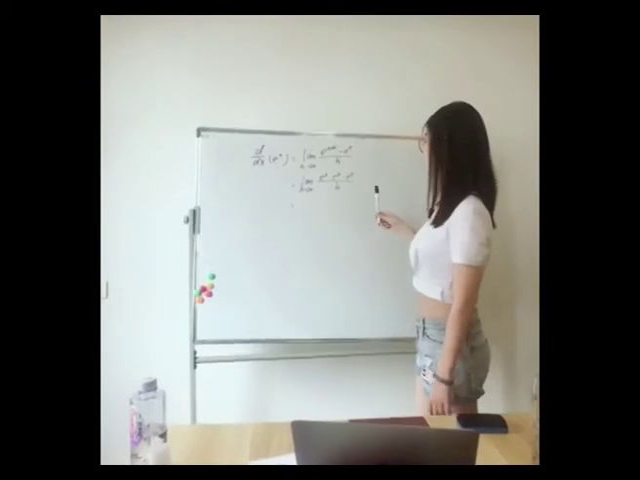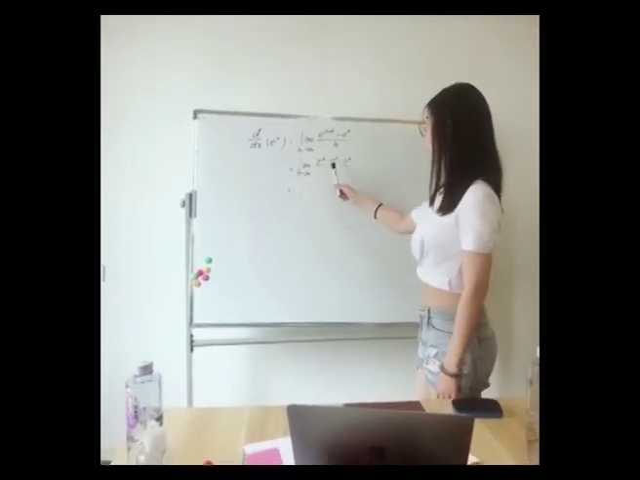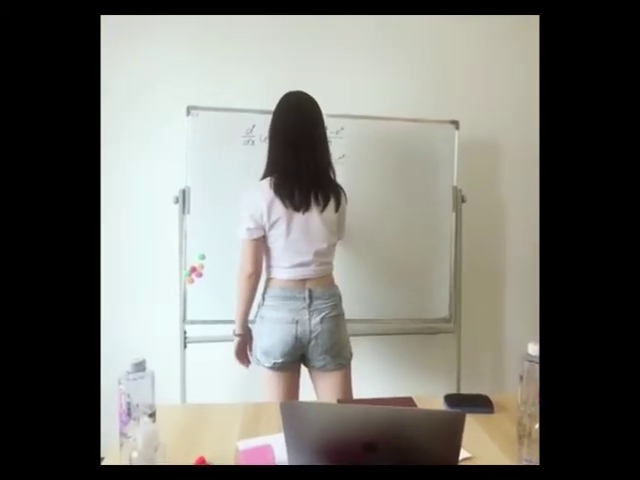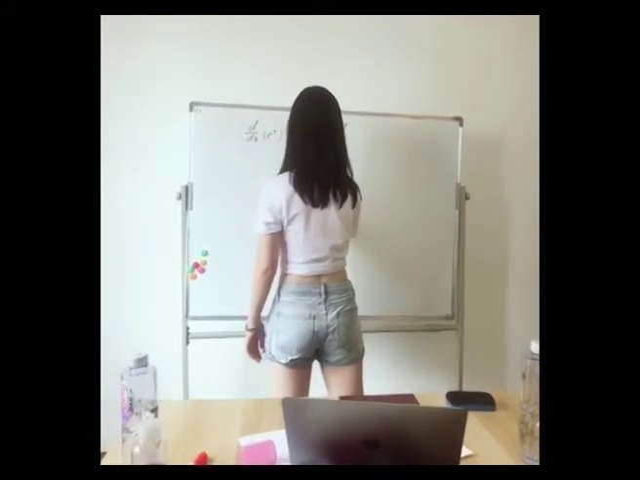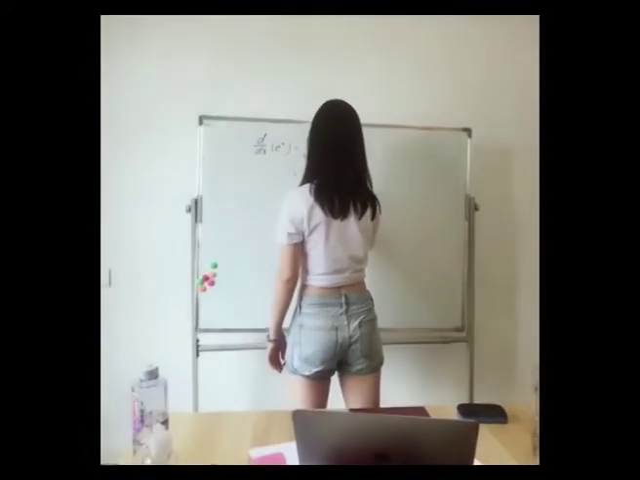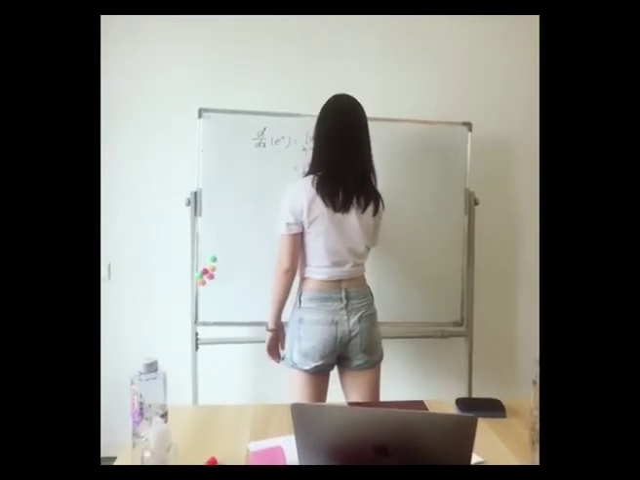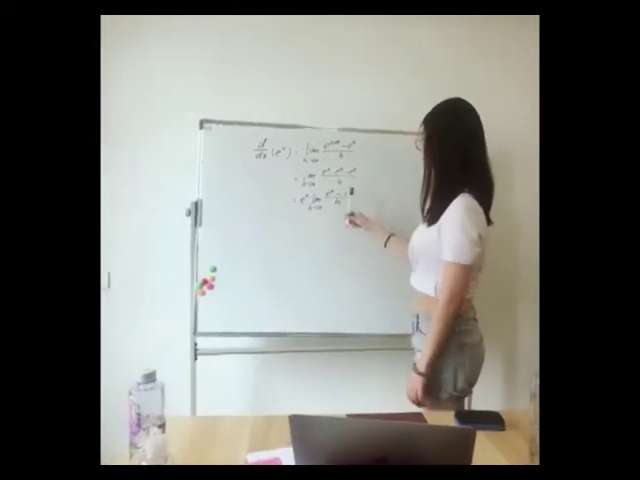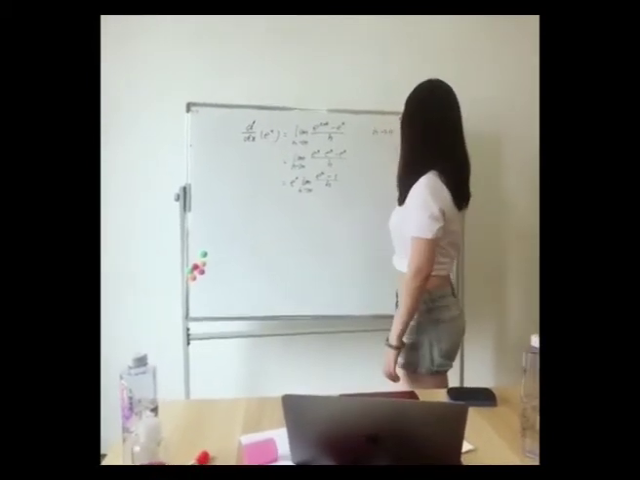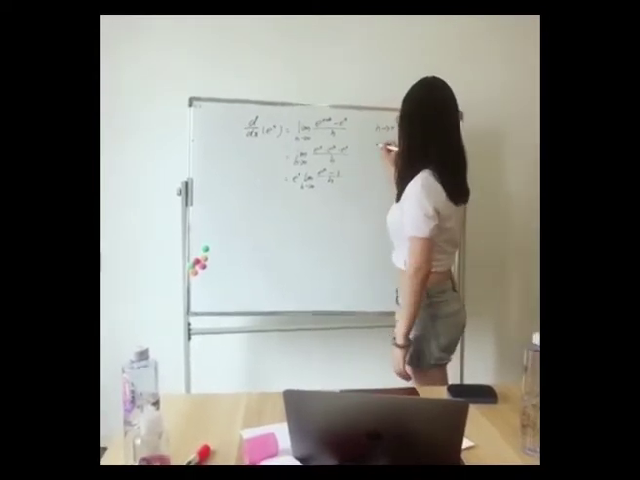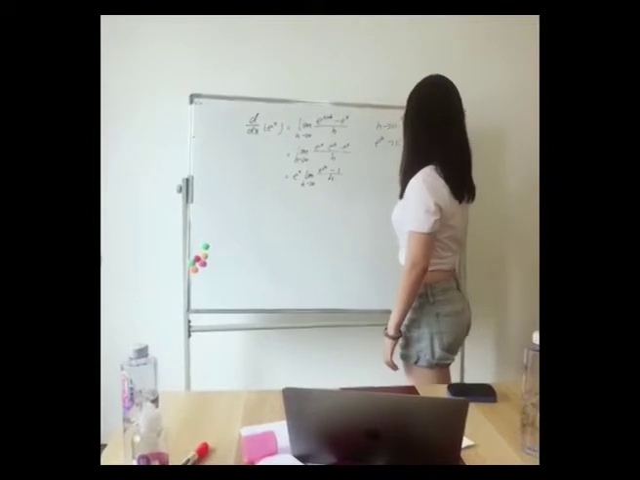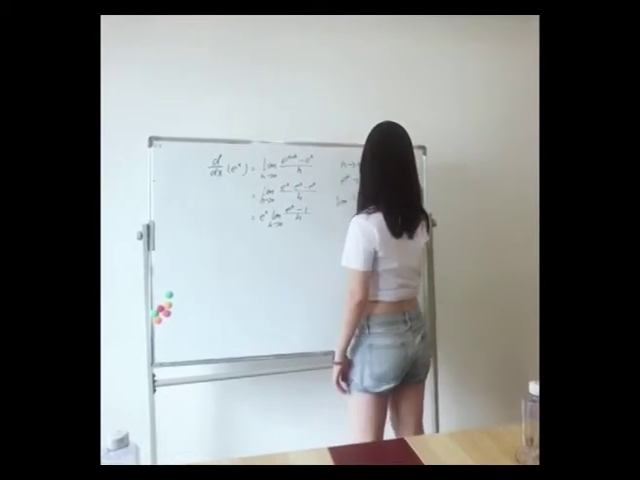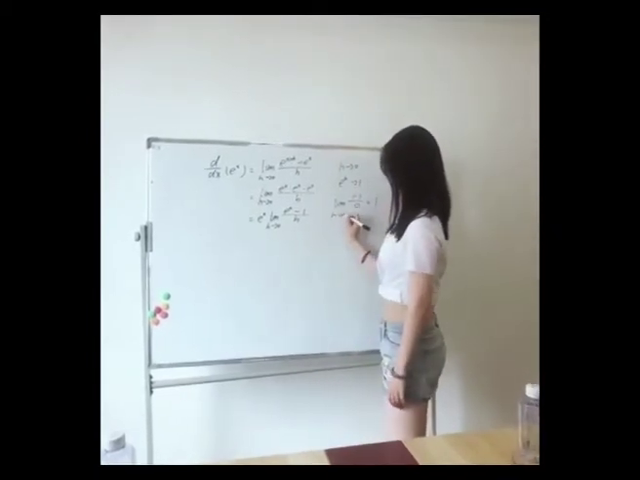The third step is we can put e to the power of x in front. So the expression is e^x times the limit of (e^h - 1) / h when h approaches 0. Actually, as h approaches 0, e^h approaches 1, and the limit of (e^h - 1) / h is 1 when h approaches 0.